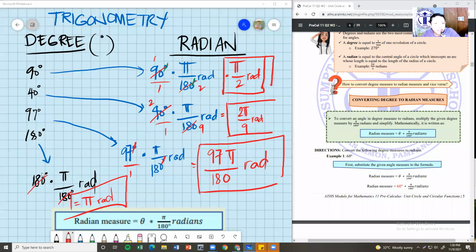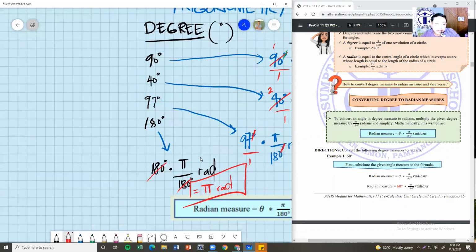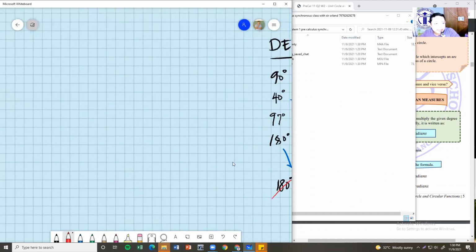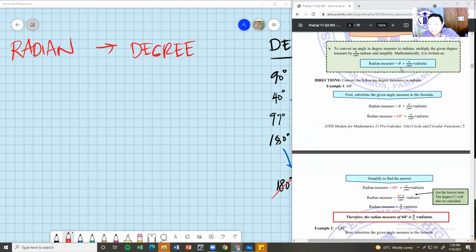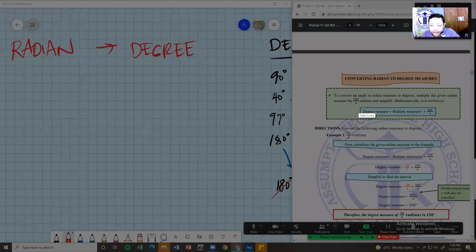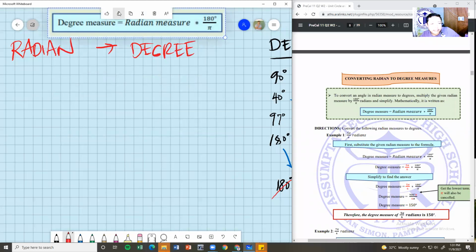Let's continue. If we have degree to radian, we also have radian to degree. Baliktad naman. So, radian to degree. And in this case, all we have to do is to use the formula that is the kabaligtaran of the first formula. And that is multiplying our radian measure by pi over 180.